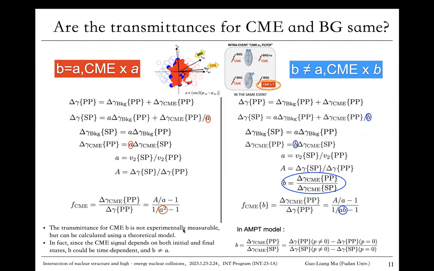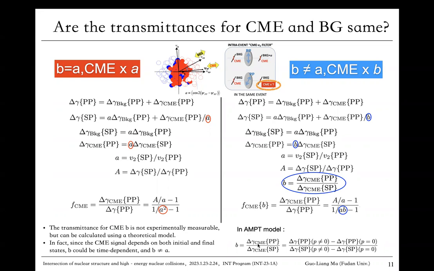Experimentally, we don't know the CME. What is the CME in the signal? How much is in the signal, in the observable? But this can be calculated by theoretical models. Next, I will use the AMPT model.